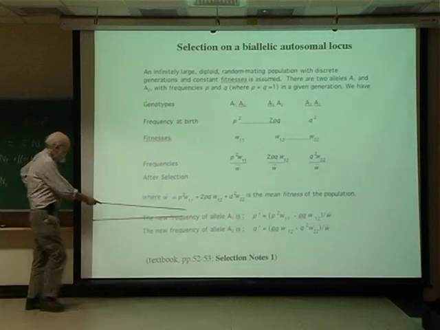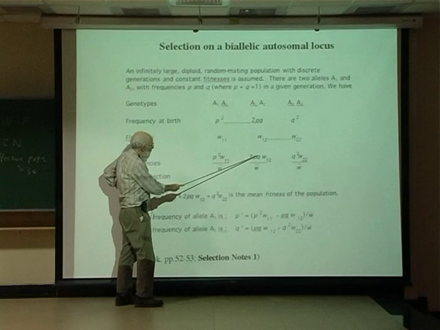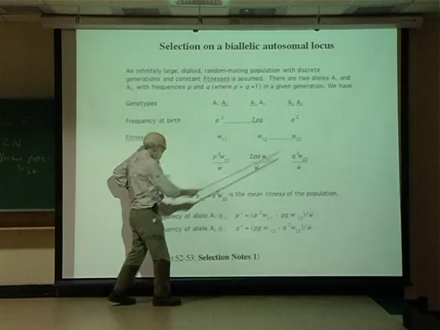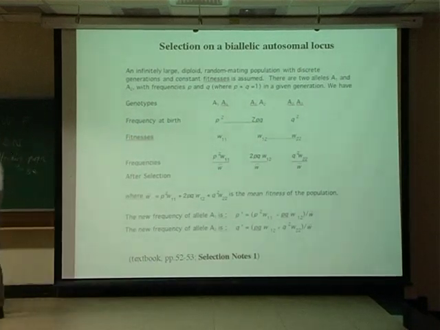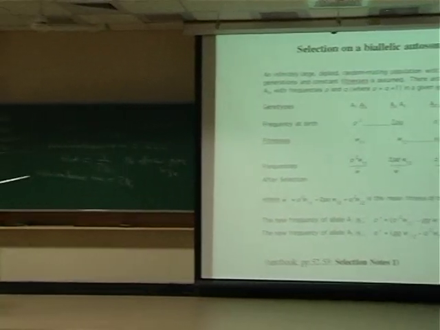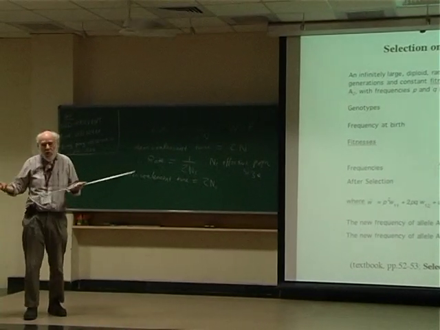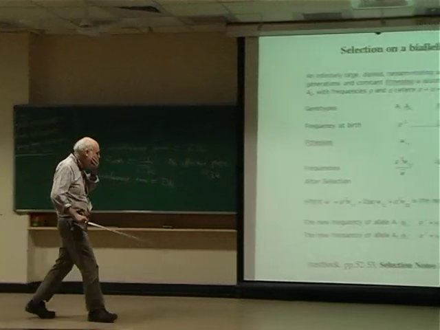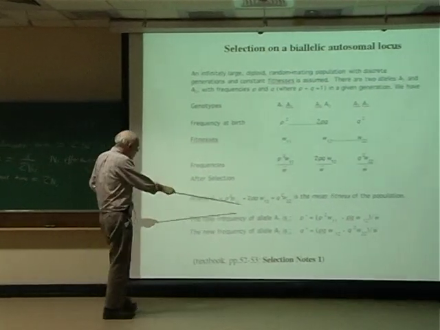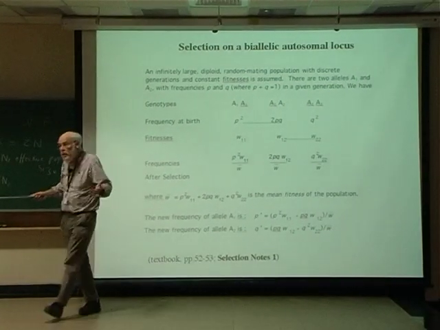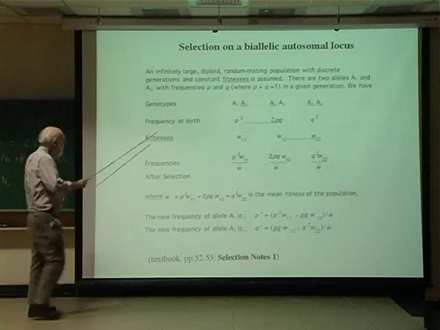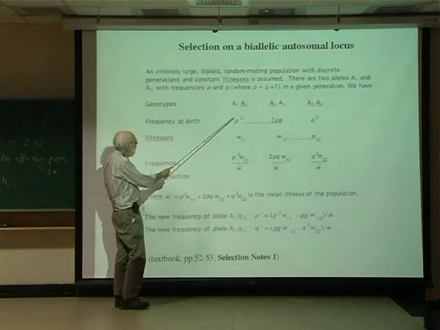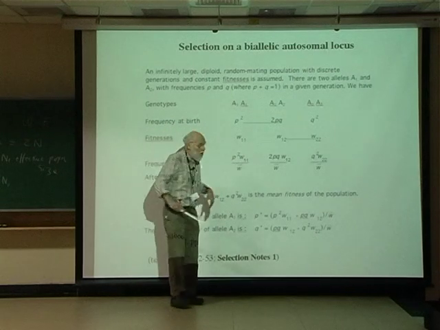Similarly, for A2, we take half of this and add on the whole of that, and we get the new frequency of A2. And that's all there is to it. It's really completely mindless and trivial. What we've got is new allele frequencies, and that's all we need. We don't need the diploid genotype frequencies, because in the next generation, we've got p squared, 2pq, q squared.